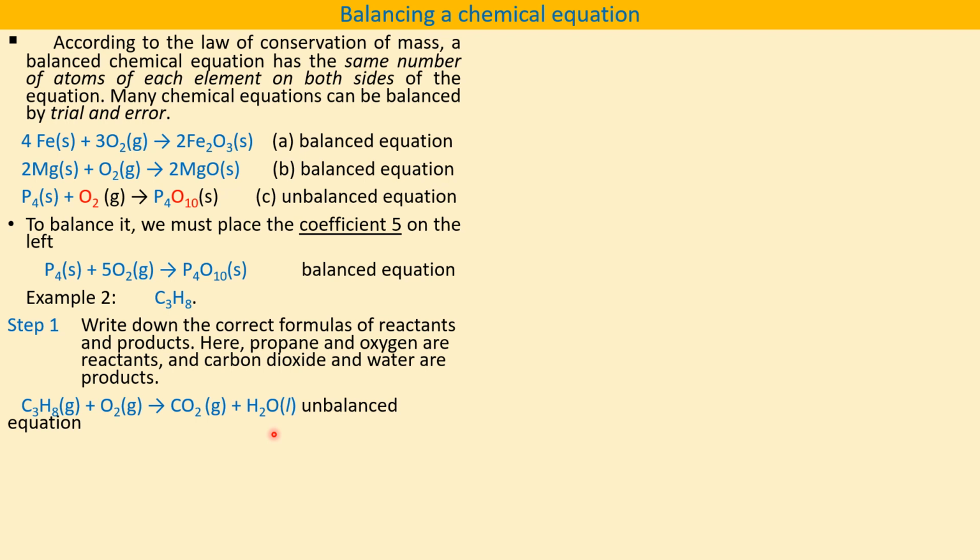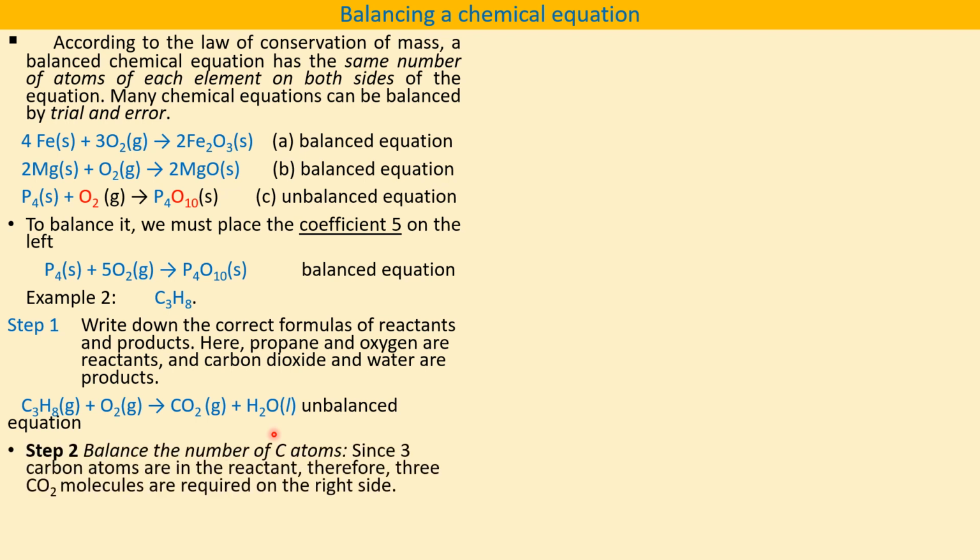So first step will be to balance the number of C atoms, carbon atoms. Since 3 carbon atoms are in the reactant on the left hand side, therefore 3 carbon dioxide have to be there, and hence we will revise the empirical formula. C3H8 plus O2 gives 3CO2, because 3 carbon atoms on the left hand side, we have to write 3CO2 plus H2O.